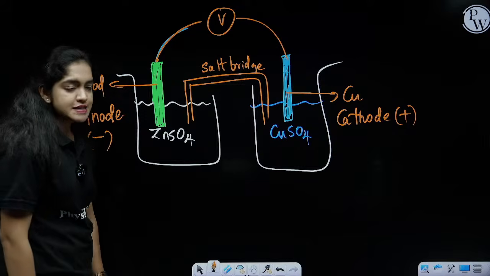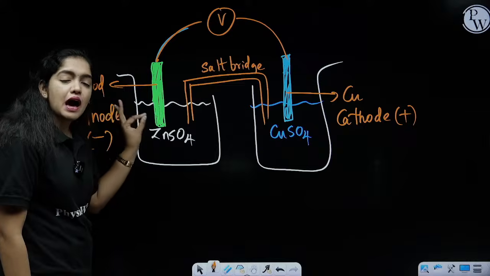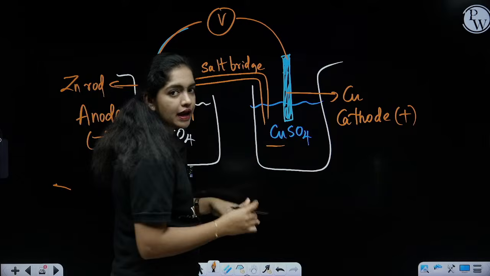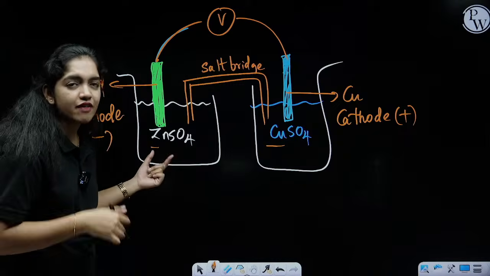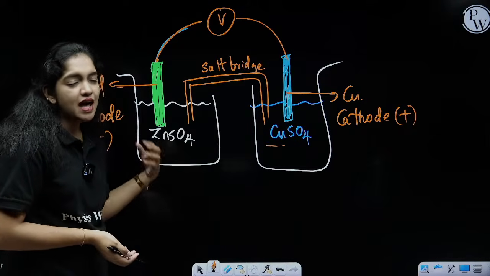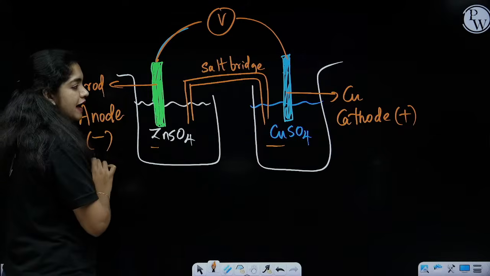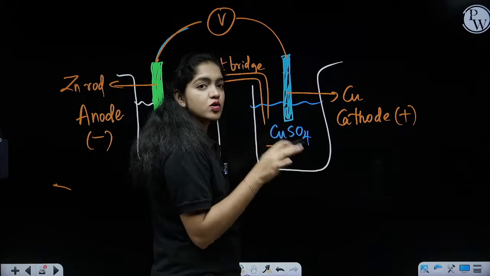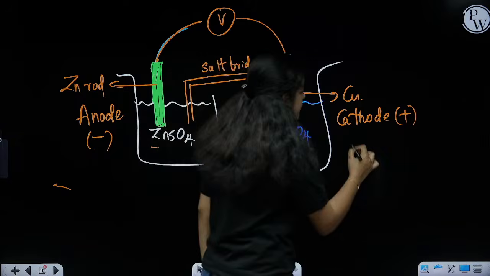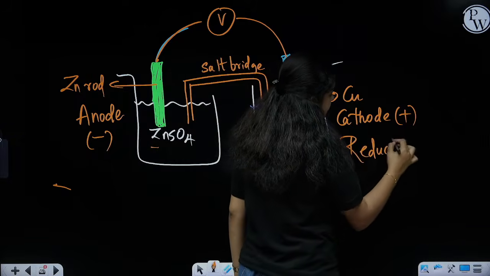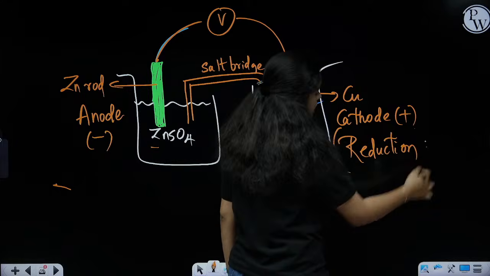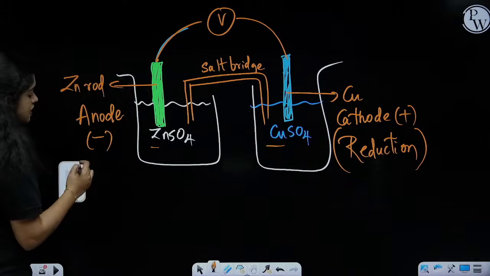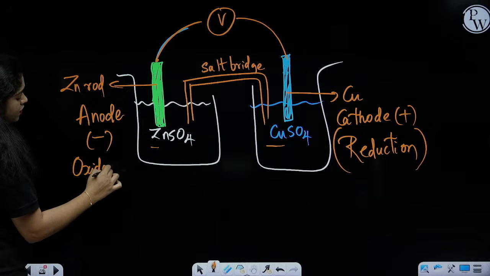Highly reactive metal will always be the anode. Just look at the two metals that we took. One is zinc and the other is copper, right? When we compare the reactivity, zinc has more reactivity, so zinc will be the anode. Copper has less reactivity, so copper will be the cathode. Cathode always undergoes reduction. That is very, very important. Learn that, okay? Cathode undergoes reduction and has the positive sign. Anode has the negative sign and undergoes oxidation.